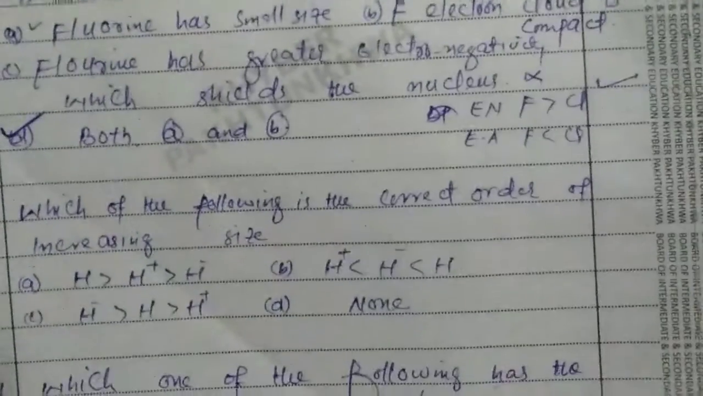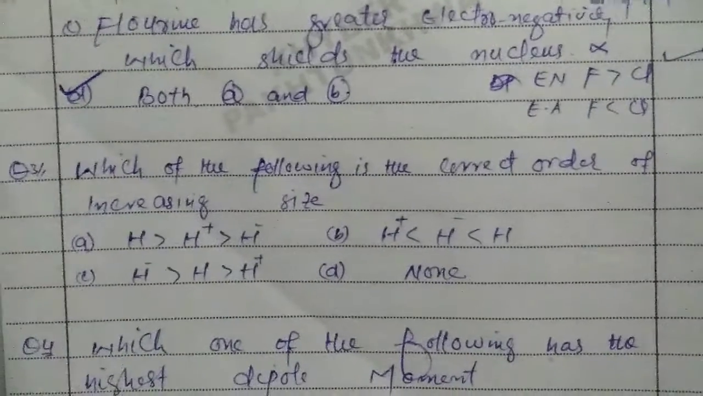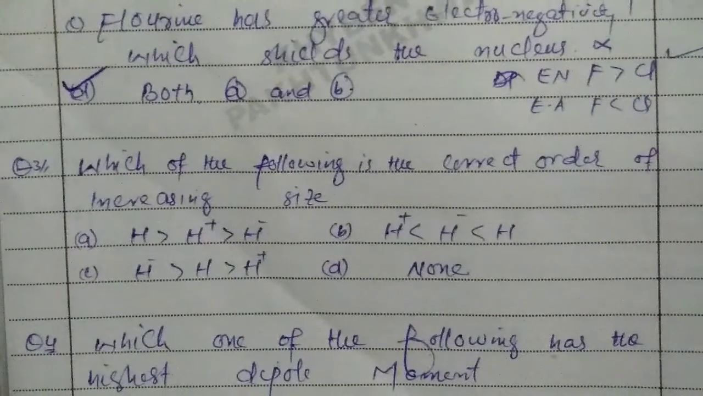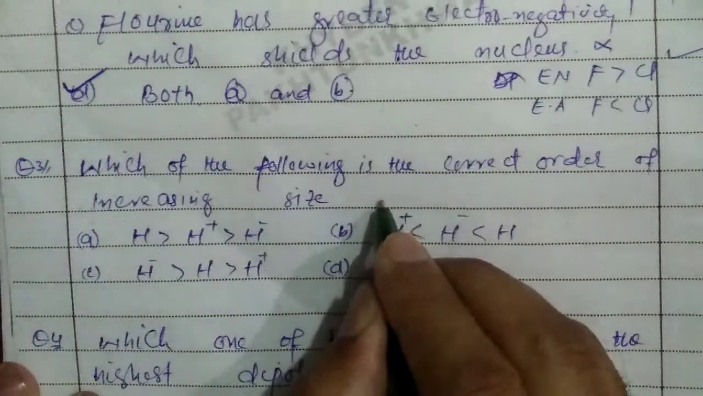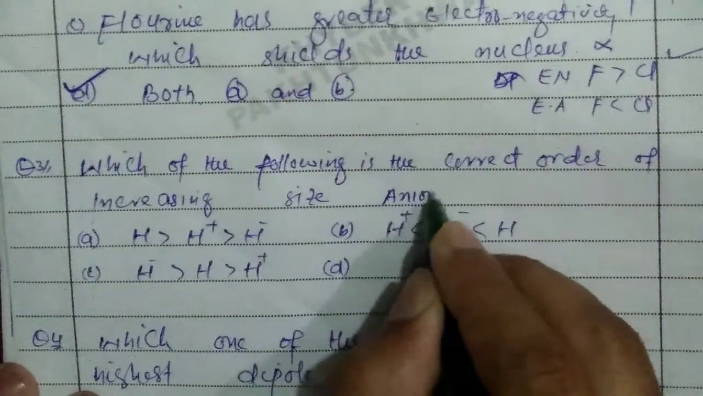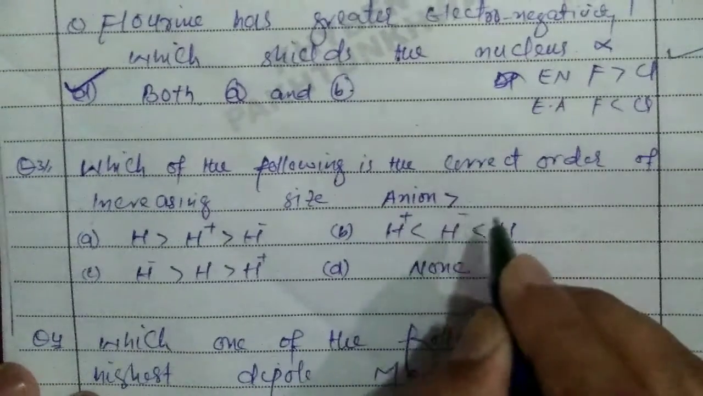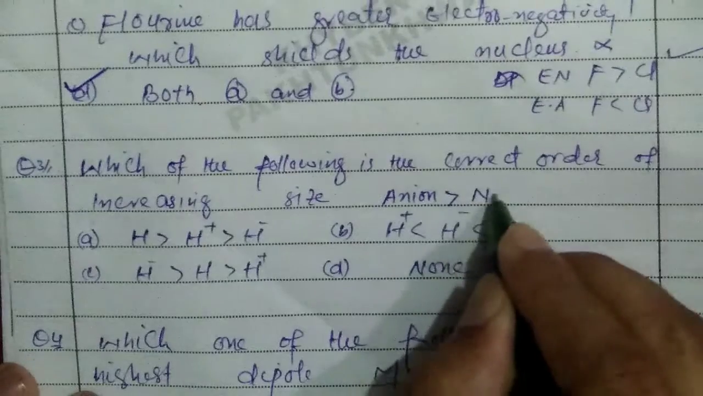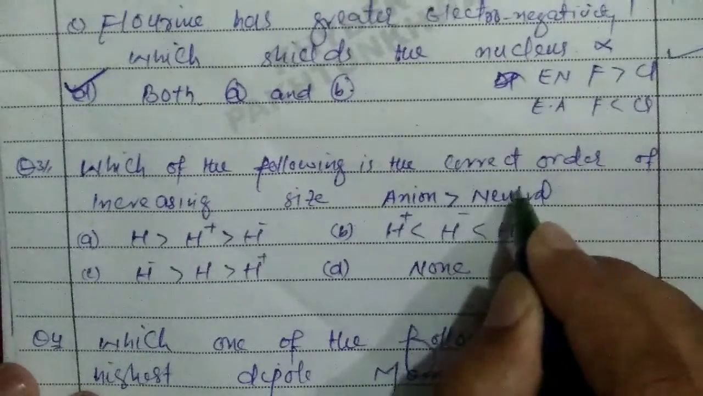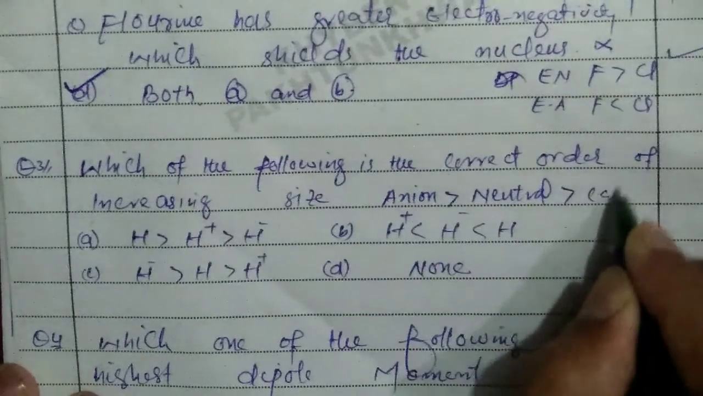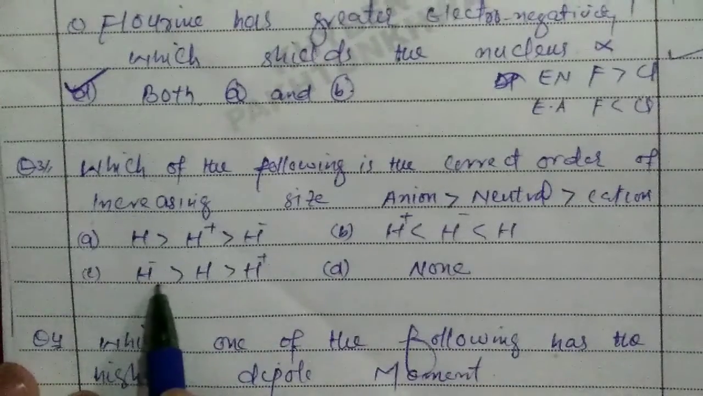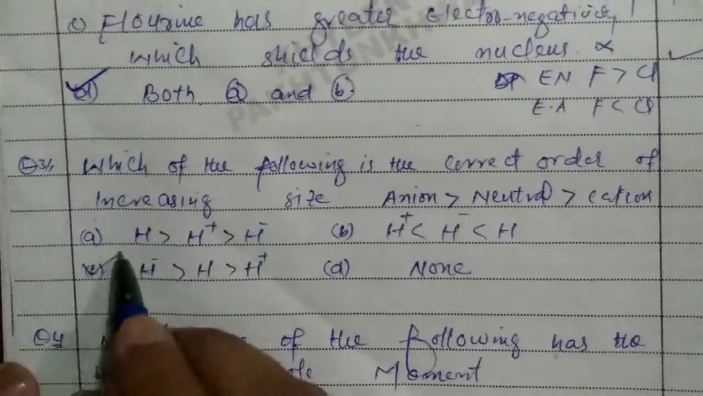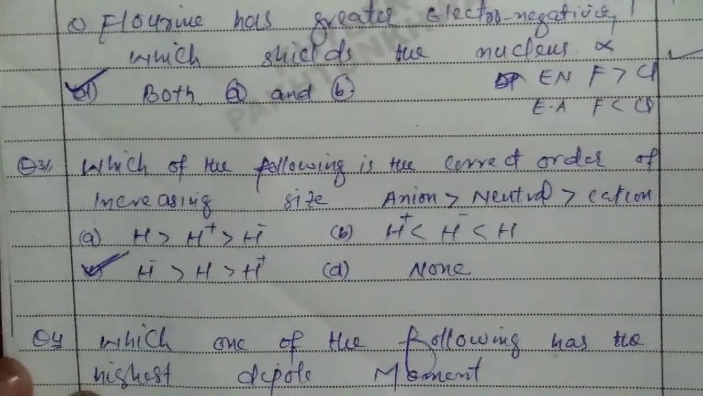Now consider question number three, MCQ number three. Which one of the following is the correct order of increasing size? So very simple, on the basis of size, the size of the anion is greater than neutral, and neutral is greater than cation. So first will be anion, then neutral, then cation, positive. So C is the correct option.